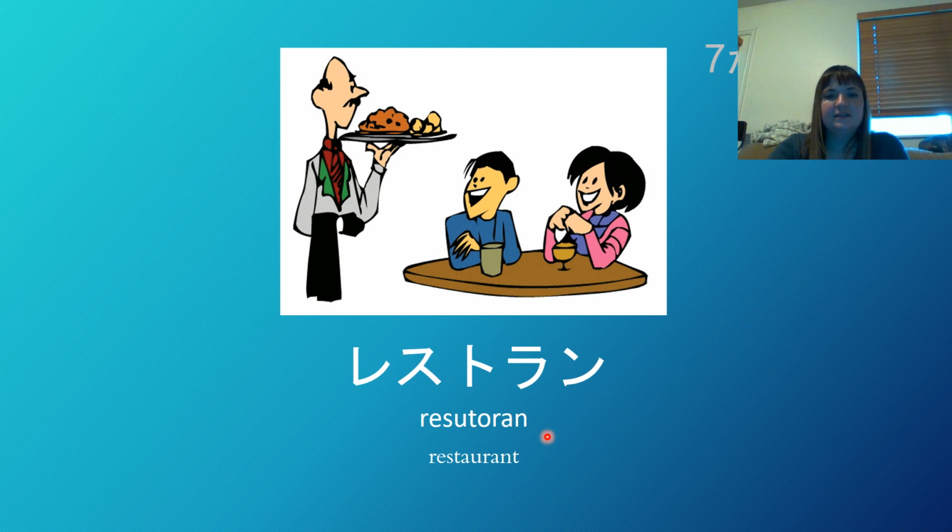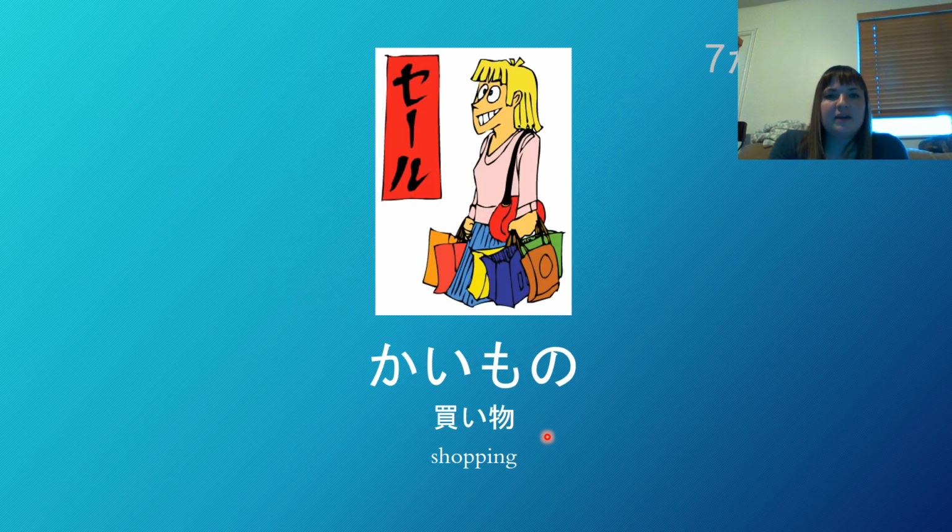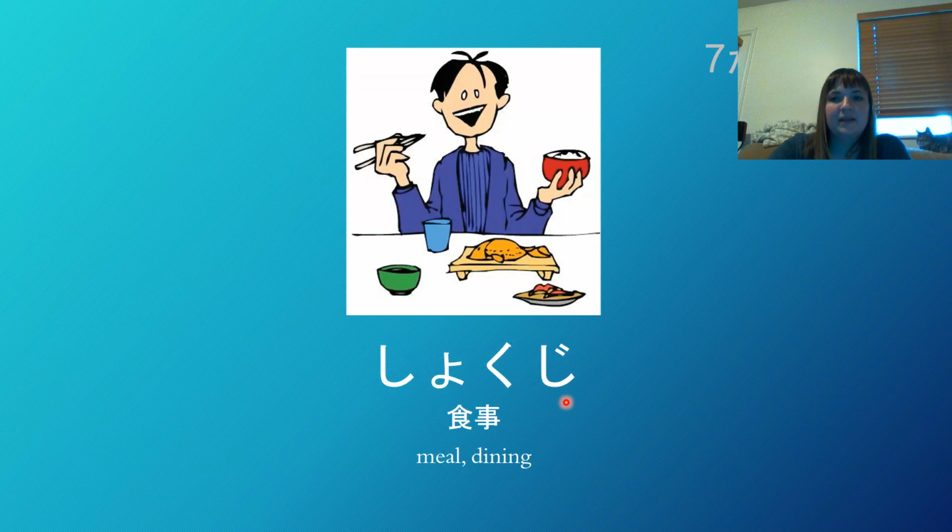はい、次. Okay, so you might already know this one, but as a refresher, our word for shopping is 買い物. 買い物. Kai means to buy, or it comes from our verb to buy, and mono is a thing. So the thing of buying is shopping, right? 買い物. はい。次は食事. 食事. Okay. 食事 means a meal or dining.